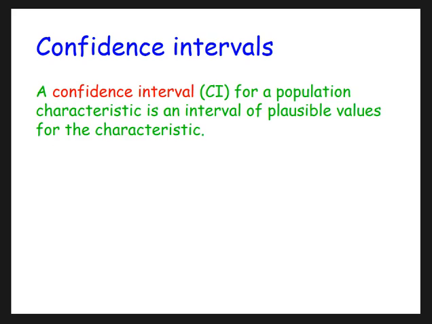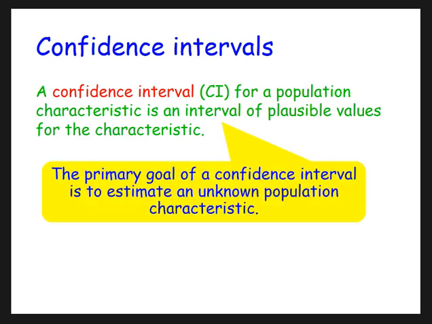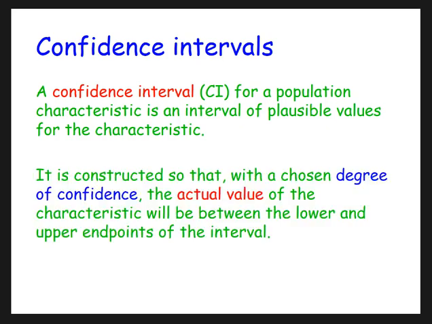The level of confidence measures, I don't want to say the likelihood, but it measures the percent of the time that that size of a confidence interval should contain the true population parameter. So the primary goal of the confidence interval is to estimate that unknown population characteristic. We construct it such that with a chosen degree of confidence, like a 95% or 90% level of confidence, the actual value of the characteristic will be between the two endpoints of that interval.